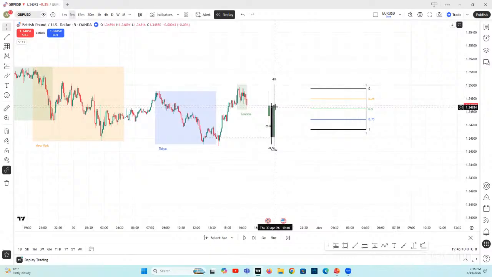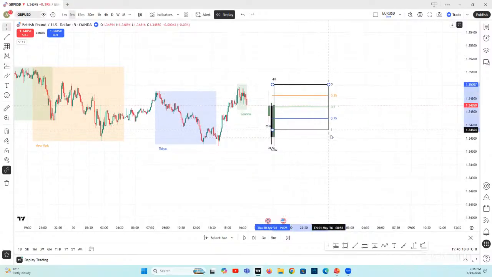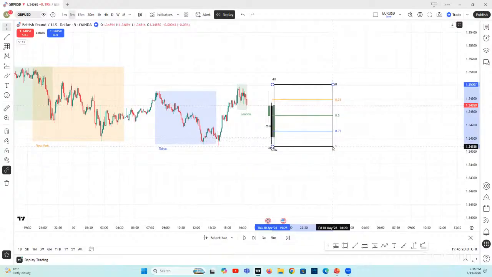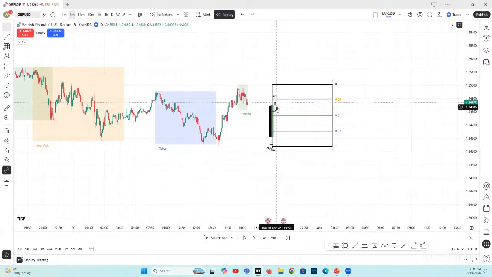At exactly 5 o'clock, watch what happens in the 4 hour candle here. Now we will mark this as our new 4 hour. So the high is there, low is there. This is our optimal area. Remember? Now watch, 5 o'clock. There's the new 4 hour candle.